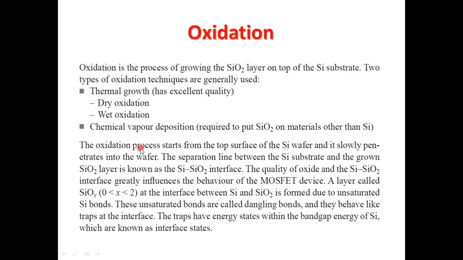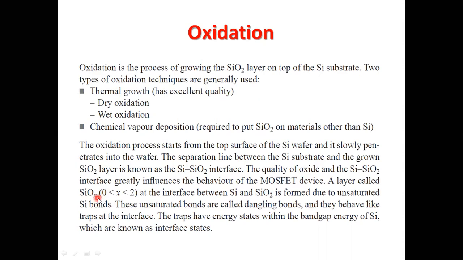The oxidation process starts from the top surface of the silicon wafer and slowly penetrates into the wafer. The separation line between the silicon substrate and the grown silicon dioxide layer is known as the silicon dioxide interface. The quality of the oxide and the silicon dioxide interface greatly influences the behavior of the MOSFET device. The layer is called silicon dioxide or SiOx.